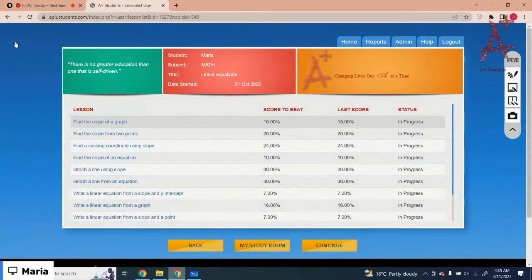So we're working on grade 8 maths. The chapter we're working on is linear function equations, and the lessons we have covered today are the first, find the slope of a graph, find the slope from 2 points, find a missing coordinate using slope. Got it?